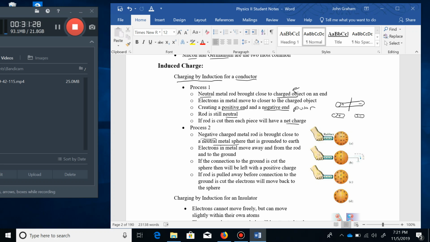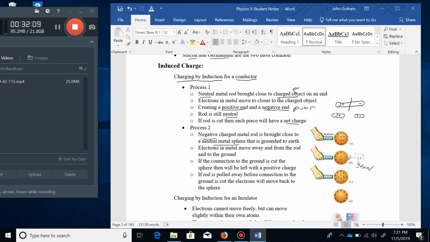Then we hook this up to a wire that goes to ground. So all these electric charges run away and they run to the ground. But then when you disconnect it and you don't allow the electrons to come back, because if you were to bring this metal rod away, the electrons will move right back into this and it would not be charged anymore. But if you disconnect it, what you end up with is a positively charged sphere and a negatively charged rod.